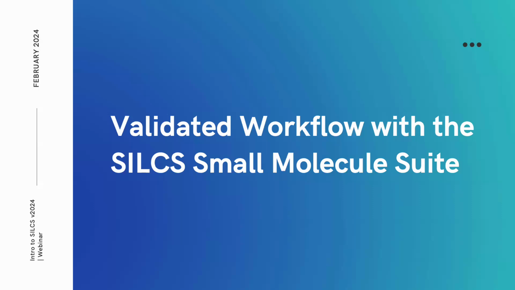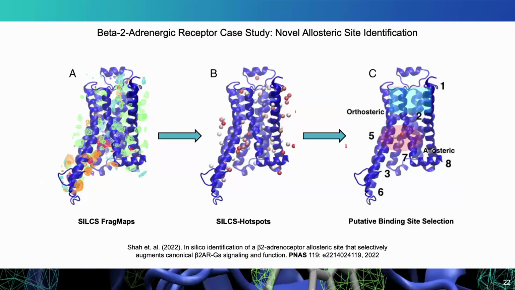Next, we will share a case study that successfully used the structure-based drug design workflow in the SILCS small molecule suite. In this recent publication in PNAS, the researchers applied SILCS to study the beta-2 adrenergic receptor. Here the researchers started with a novel conformation of beta-2 AR, an intermediate between active and inactive states. They generated the SILCS FragMaps for this protein conformation.